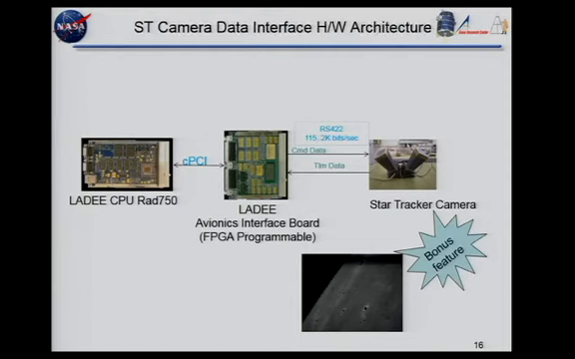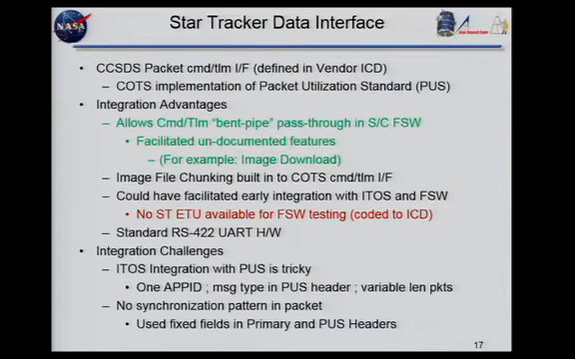Okay, the bonus payload, the Star Tracker camera, is just a regular RS-422 interface. This interface also allowed for bent pipe commands from the ground all the way to the Star Tracker and telemetry coming down. This is where that bent pipe allowed us to do things with it that weren't specified as requirements early on.